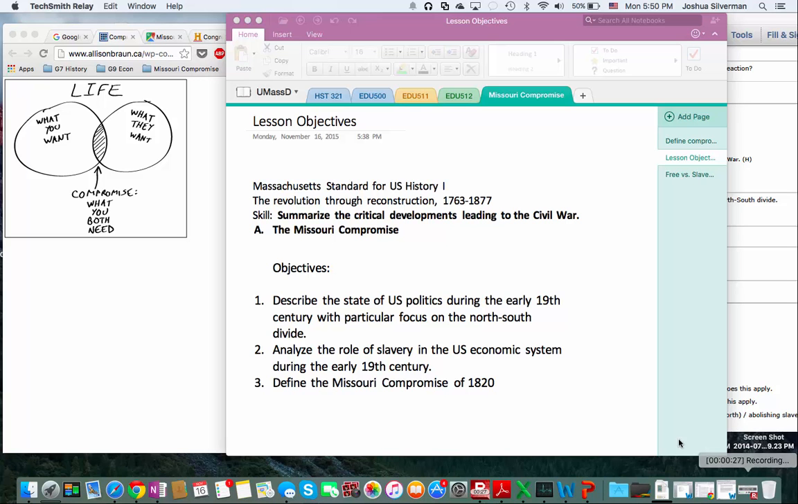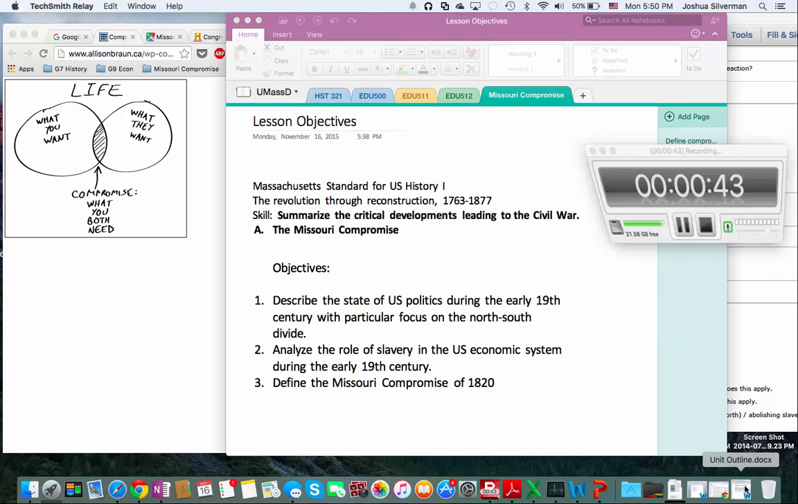In our objectives for this lesson, we are going to describe the state of U.S. politics during the early 19th century with particular focus on the North-South divide. We're going to analyze the role of slavery in the U.S. economic system during the early 19th century. We're going to define the Missouri Compromise of 1820.